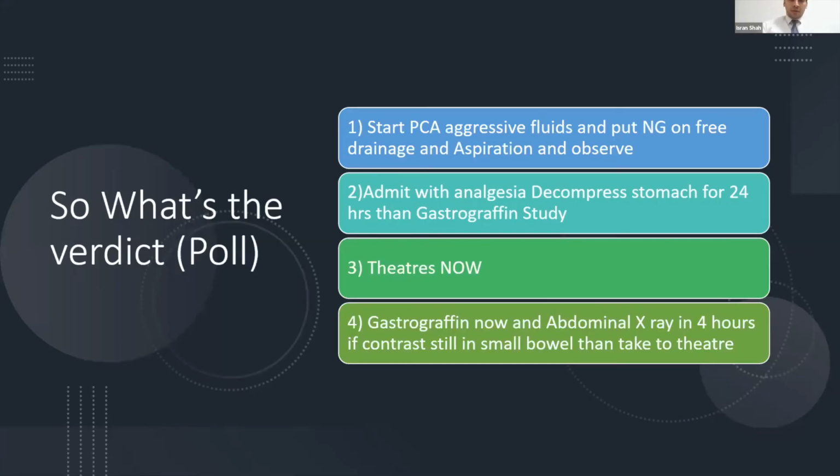So what should be the management for this patient? Should we start a PCA on this patient, give some aggressive fluids, put in an NG tube on free drainage and aspiration, and observe? Or should we admit this patient, decompress the bowel for 24 hours, and then give gastrografin once the bowel is nicely decompressed? Or do we now have enough evidence that the patient has to go to theatre? Or shall we give her some gastrografin right now, do an X-ray in 4 hours' time to see if the contrast is still in the small bowel, and then take her to theatre from there?